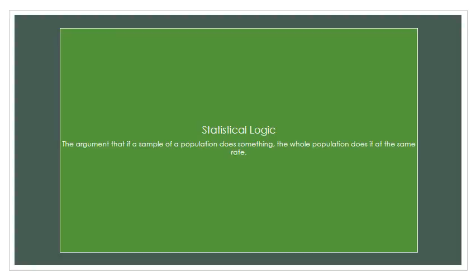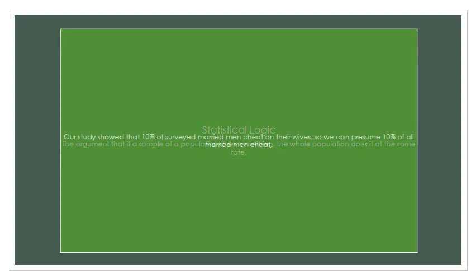And finally, in inductive reasoning, statistical logic. This is the argument that if a sample of a population does something, the whole population will likely do it at the same rate. We see this all the time in research. Very rarely can anyone research an entire population. They choose a sample, they run a test with them, they extrapolate that test out to the population. So here we go. Our study showed that 10% of surveyed married men cheat on their wives. We can presume that 10% of all married men cheat. Okay, this is extrapolating from a sample size to a larger population.